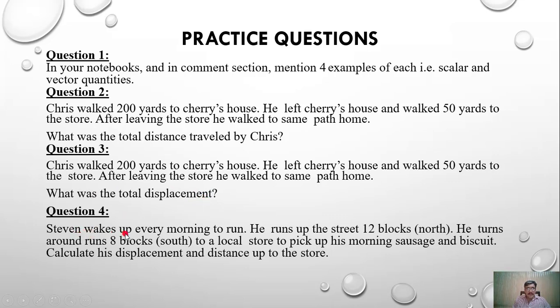Question 4. Stephen wakes up every morning to run. He runs up the street 12 blocks north. In this direction we have north. He turns around and runs 8 blocks south to a local store to pick up his morning sausage and biscuit. Calculate his displacement and distance up to the store.